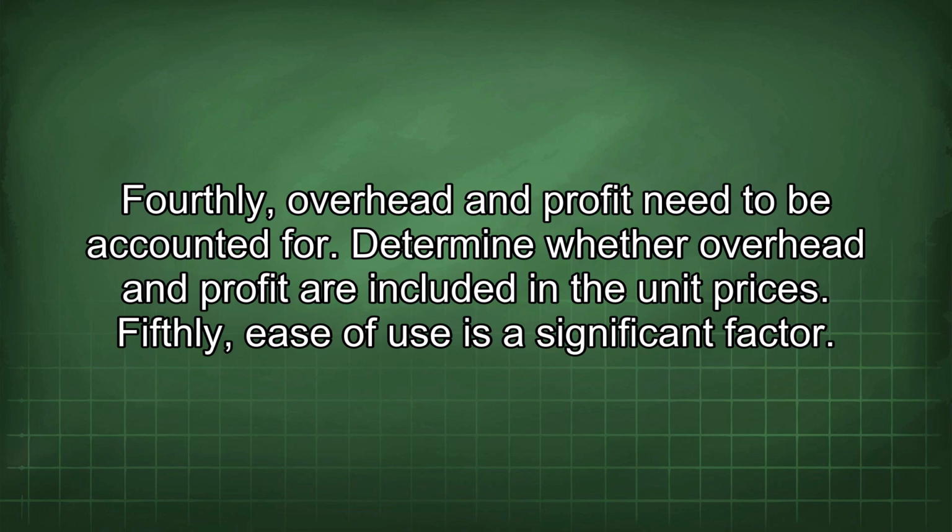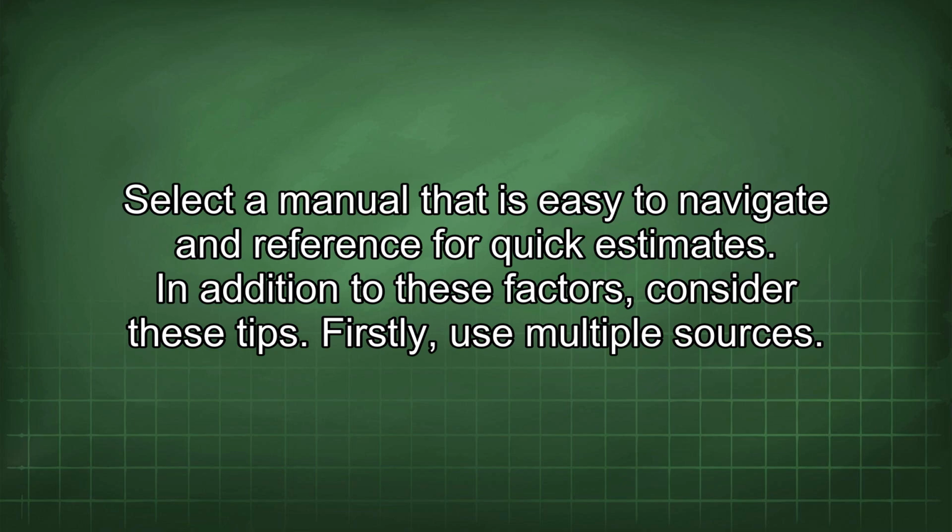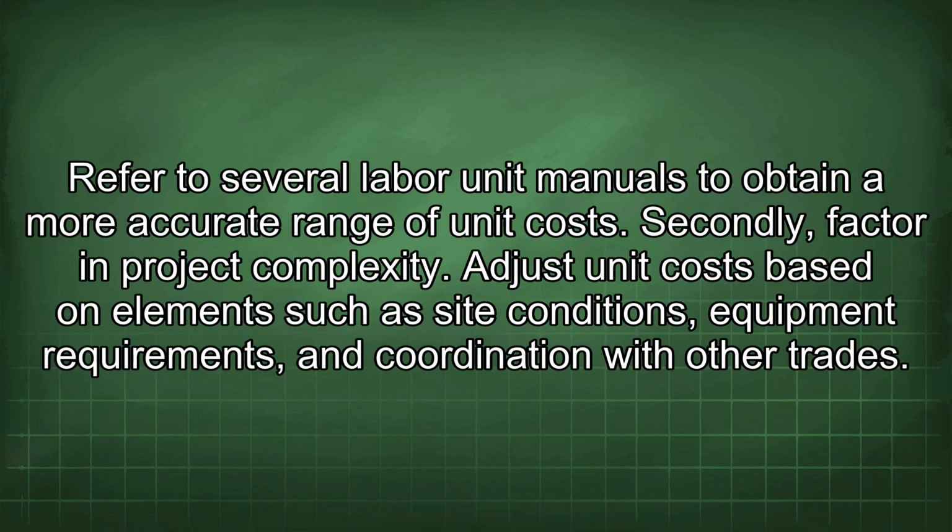Fourthly, overhead and profit need to be accounted for. Determine whether overhead and profit are included in the unit prices. Fifthly, ease of use is a significant factor. Select a manual that is easy to navigate and reference for quick estimates. In addition to these factors, consider these tips. Firstly, use multiple sources. Refer to several labor unit manuals to obtain a more accurate range of unit costs.